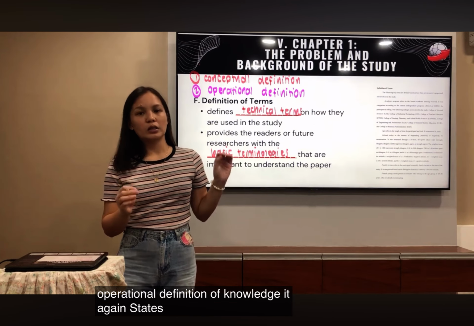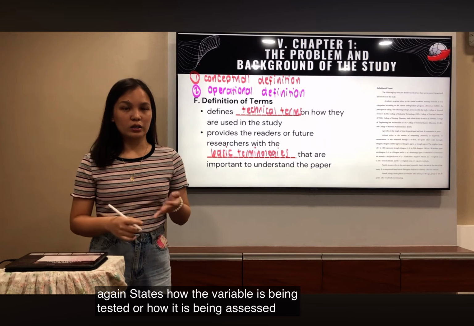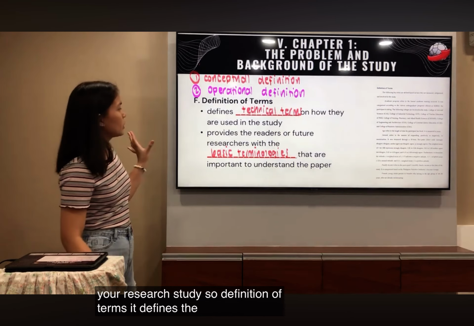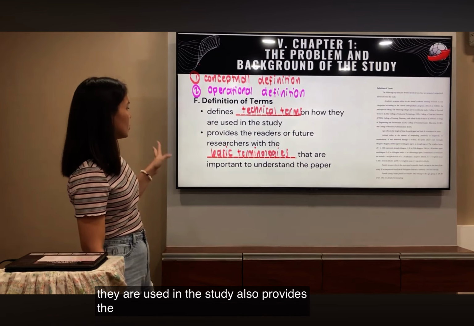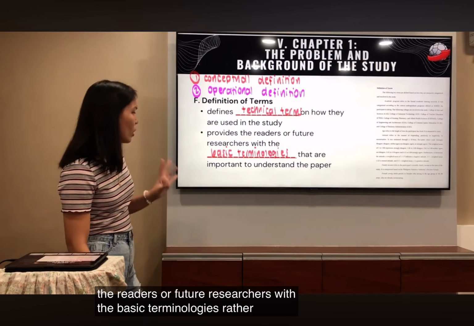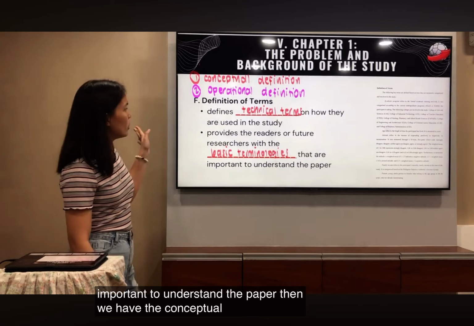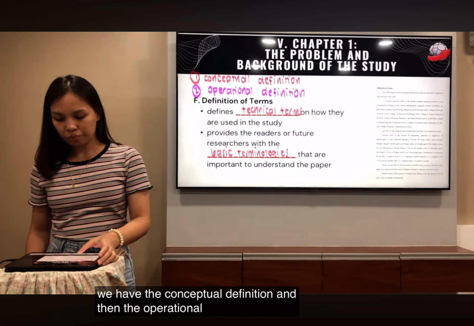It again states how the variable is being tested or how it is being assessed in your research study. So the definition of terms defines technical terms on how they're used in the study. It also provides the readers or future researchers with the basic terminologies that are important to understand the paper. Then we have the conceptual definition and then the operational definition.